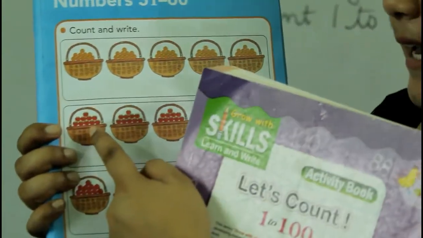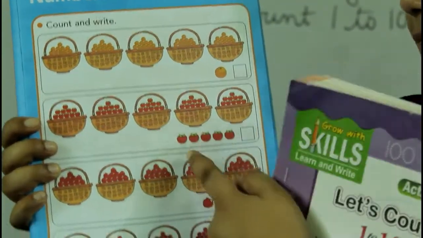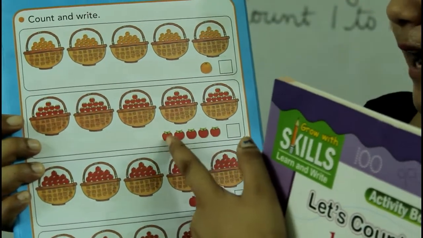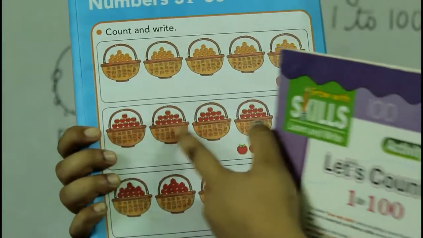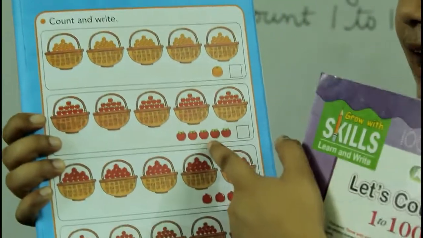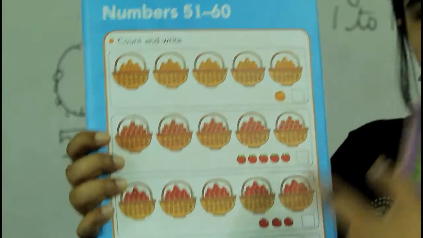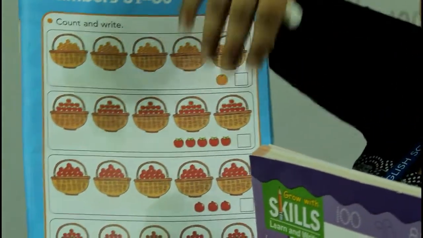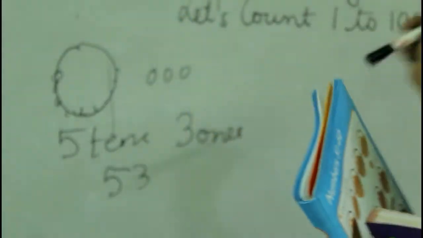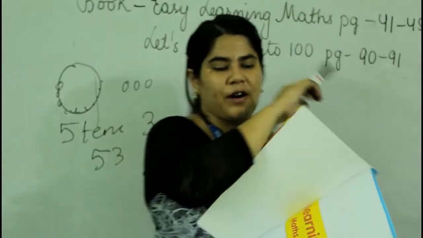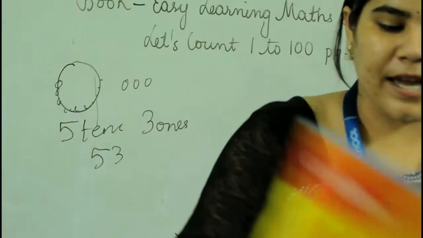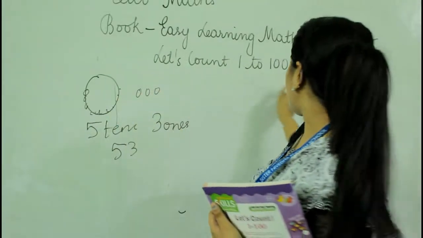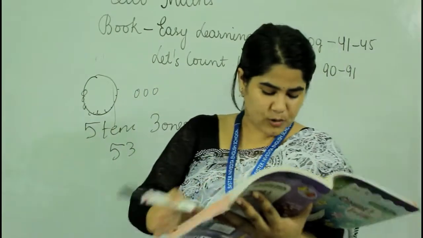Okay, again here there are baskets of tens and loose fruits are 1 2 3 4 5. How many loose are there? 5. 1 2 3 4 5, 5 tens and 5 ones, that means 55. In this way you have to complete all this from page number 41 to 45 of which book? Easy Learning Maths. Okay, now we will be doing let's count 1 to 100, page 90 to 91.